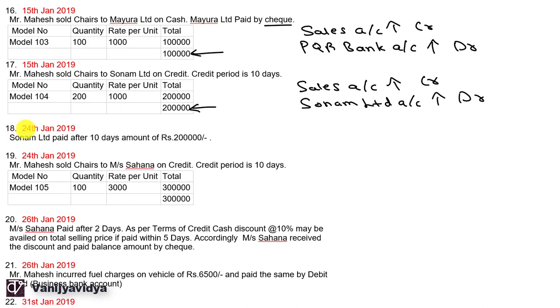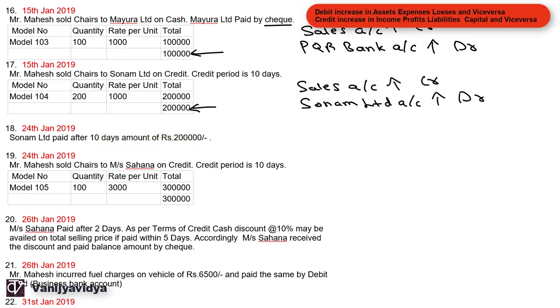Transaction 18, 24 Jan 2019. Sonam Limited paid after 10 days amount of rupees 2 lakhs. Now Sonam Limited has paid us amount of rupees 2 lakhs after 10 days. So one account that will be affected is Sonam Limited account.